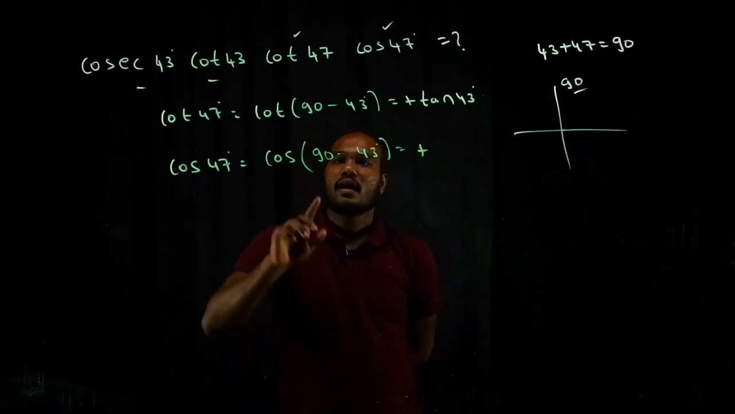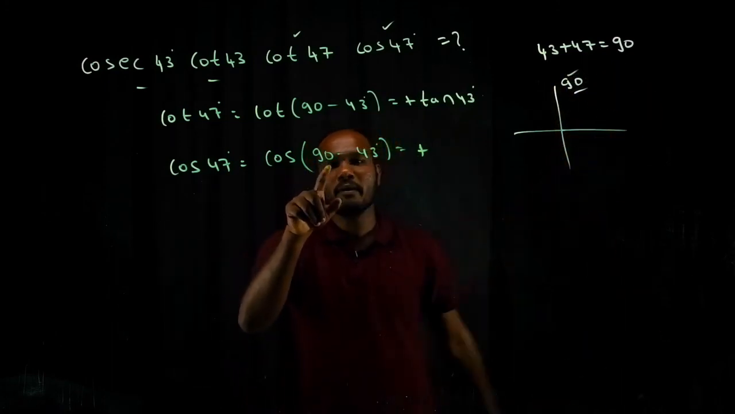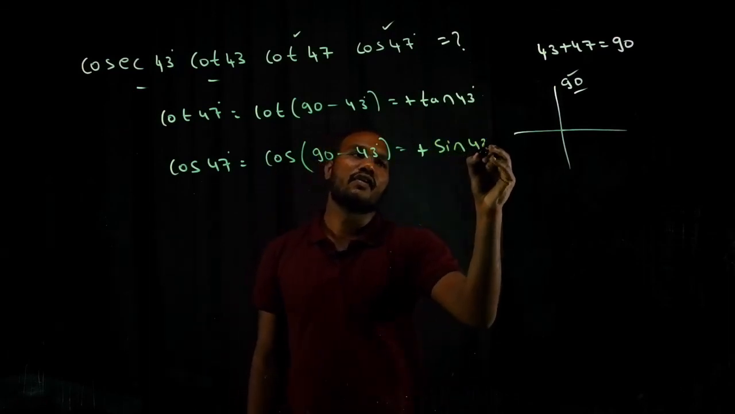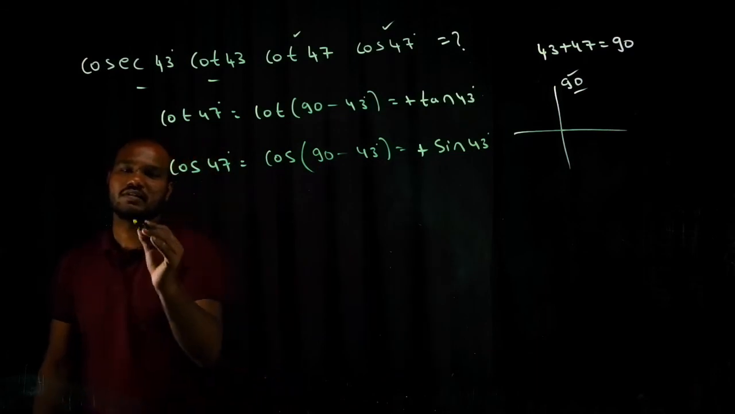Again, I will take positive. And cos 90 is there. 90 is supplementary or complementary? Complementary angle. Complementary is cos will convert into sine. That's 43 degree. Now, I will rewrite the question.